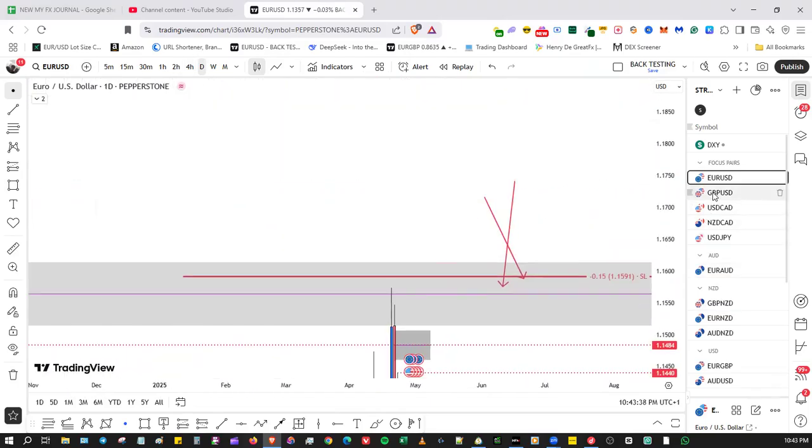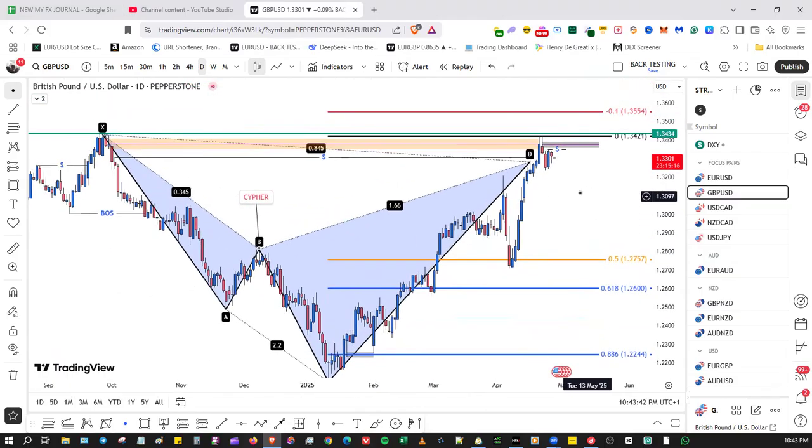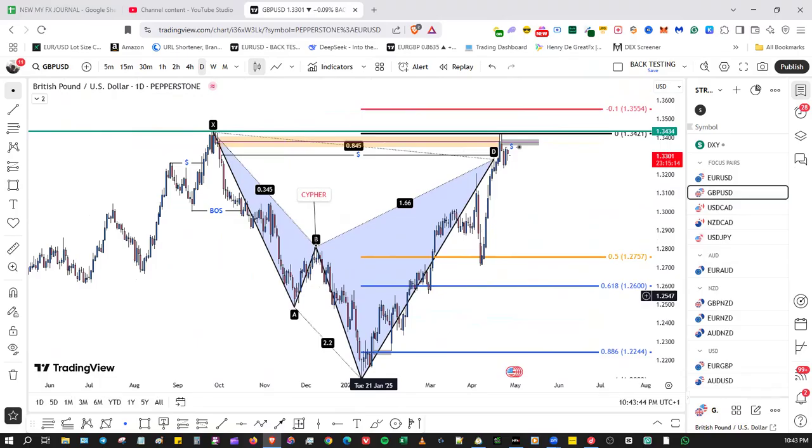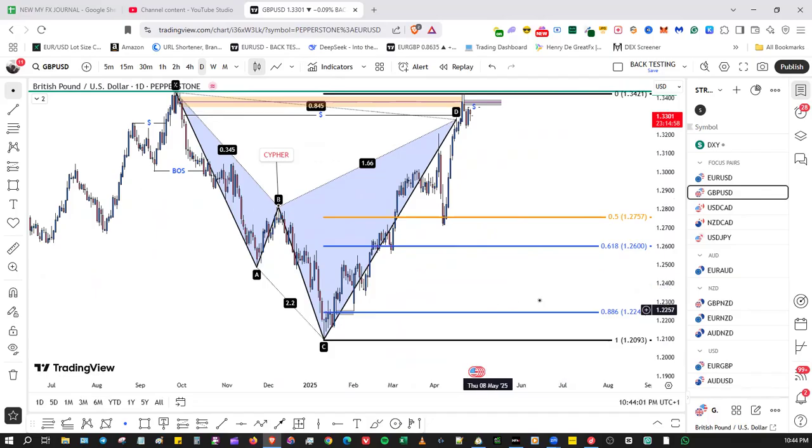Same thing is happening on GBP USD. We have this cypher pattern. We are also able to get liquidity closer to that potential reversal zone, and we've also gotten a reaction. So until price trades above 1.3554, this setup still holds. We're looking to target these levels.